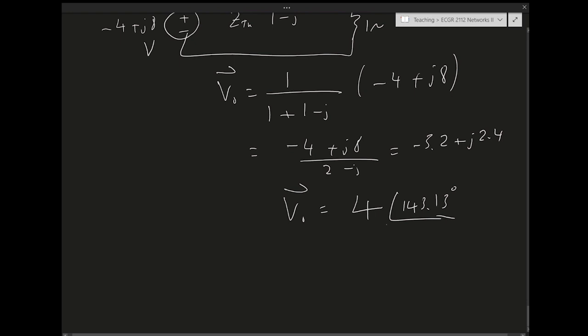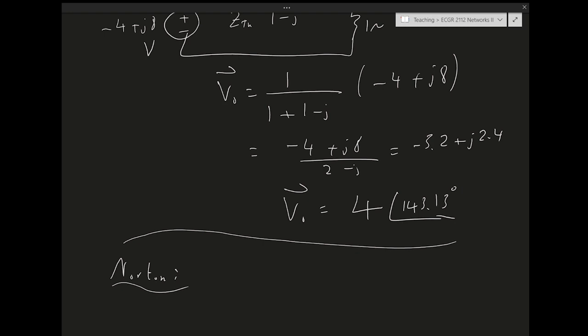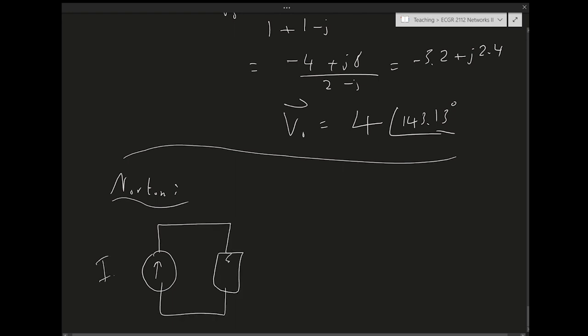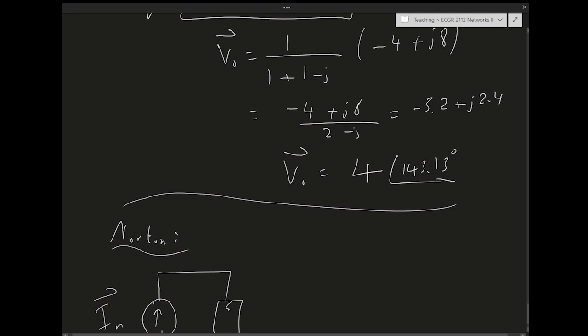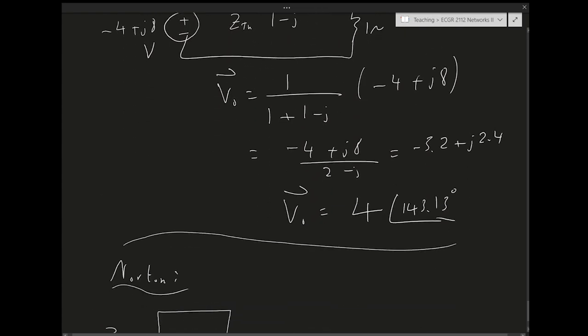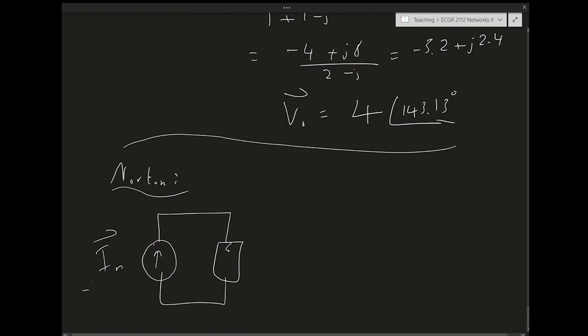The last thing we want to do now is Norton's theorem to finish this example. Well, we've already done all the work to do Norton's theorem. What do we need to do Norton's theorem? We need to find the short circuit current. I Norton is the short circuit current. We already found that up here, minus 6 plus J2. It's the current that you get if you short the terminal.